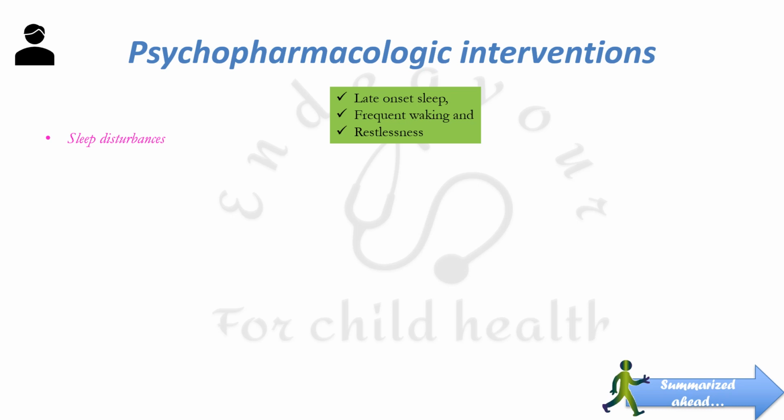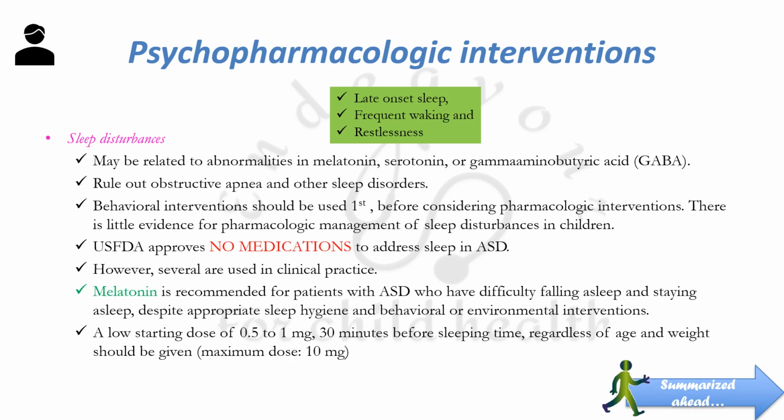Sleep disturbances including late onset of sleep, frequent waking and restlessness may be related to abnormalities in melatonin, serotonin or GABA. One must rule out obstructive sleep apnea and other sleep disorders and provide behavioral interventions in the first place. It is important to remember that the US FDA per se does not approve any medication to address sleep problems in ASD, but still several are used in clinical practice, as has been mentioned in the consensus statement.